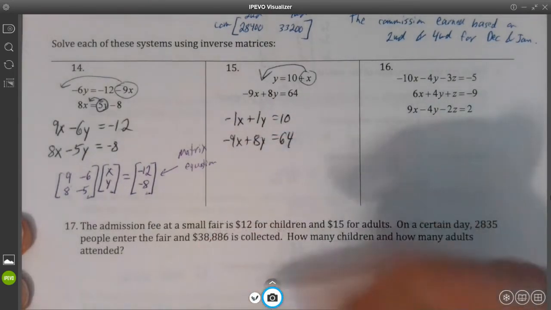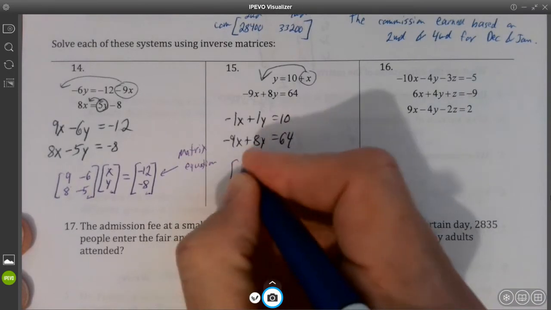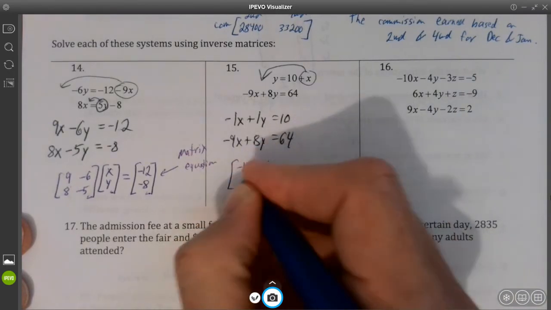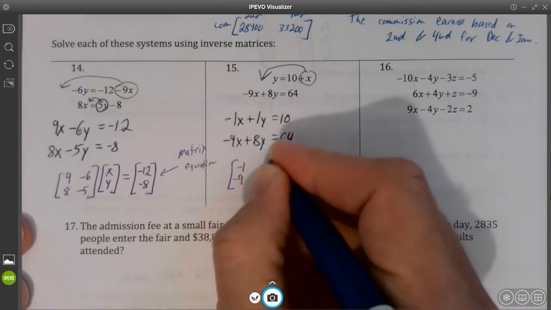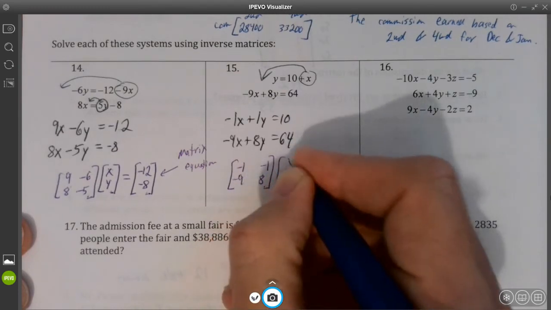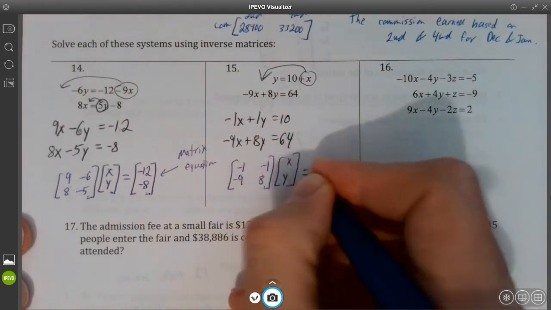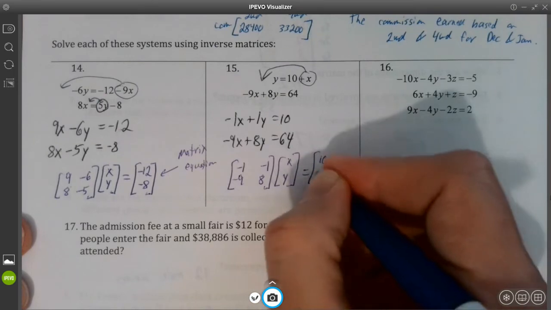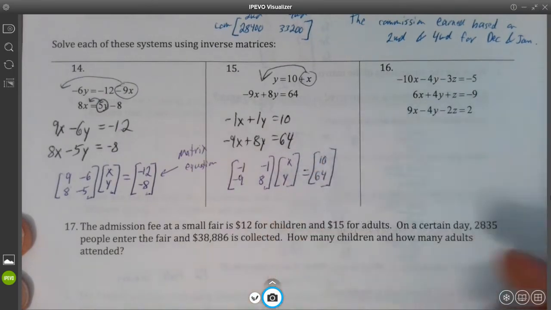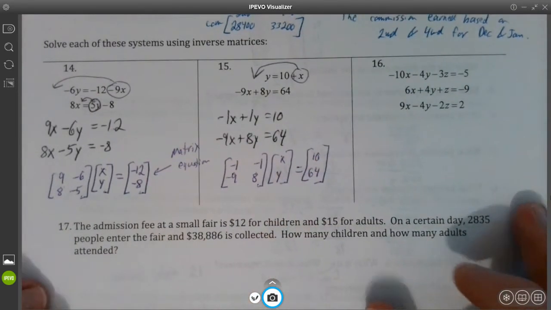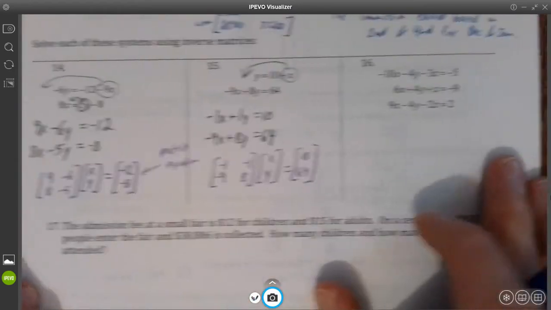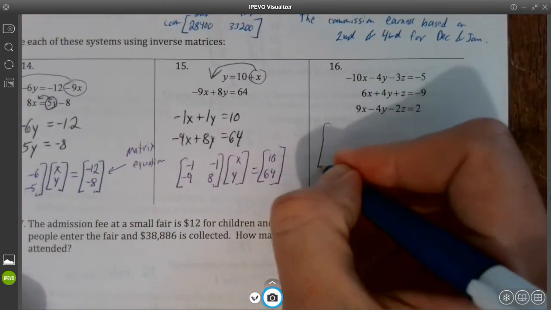All right, let's set up this next one as a matrix equation. Negative 1, negative 1, negative 9, positive 8, x, y. There we go. 10, 64. Done. Now we're not done with the problem. I'm doing all three problems in pieces. Okay, let's go to the next one.